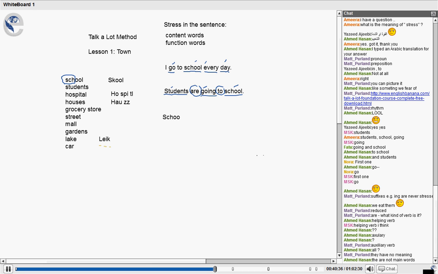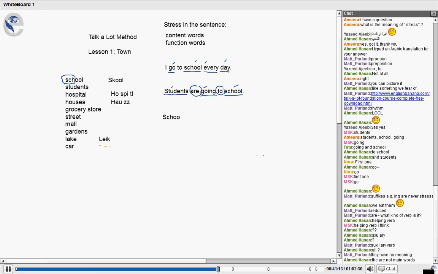And try to reduce are so we don't have any R sound. I should have R. Yes, yes. So we don't have R, but it's more like, yeah, students are going to school. Okay, good, thank you.